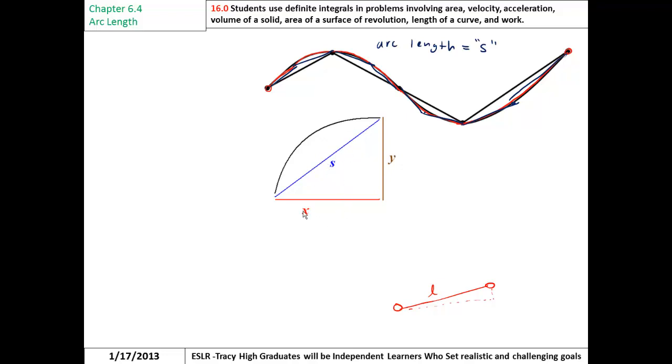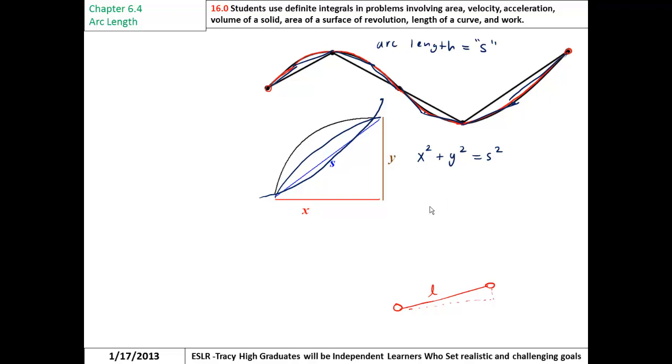And so if I draw a little bit of a curve here, it could look like this or something, or it could be concave the other way. But pretend this is some random bit of curve. Don't think it has to look like this. And I want to find the length of that thing. Well, we know that x squared plus y squared has to equal s squared.